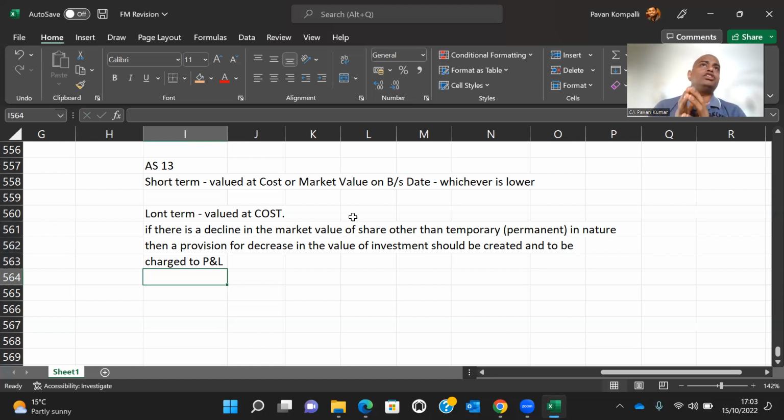Pavan sir, I bought Infosys share at 1,400. It has become 1,500. What to do? Nothing. Sir, it has become 1,250. What to do? Nothing. Pavan sir, it has become 900 rupees. Nothing. It has become 1,922 rupees. Nothing. It has become 2,500. Nothing. It has become 10 rupees. Pavan sir, what to do? Nothing.